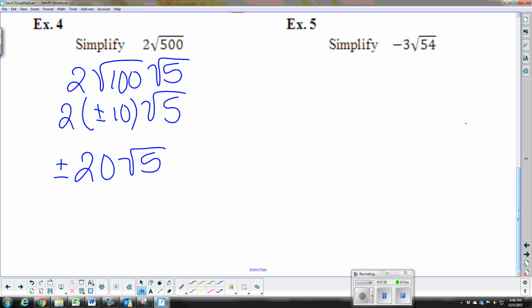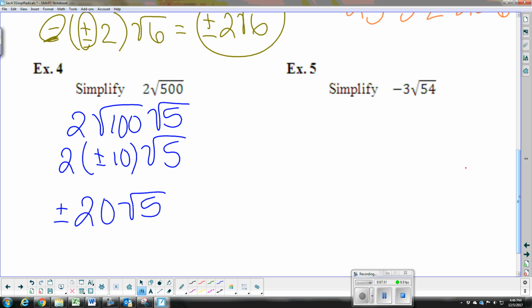Anytime you're dealing with simplifying radicals, you're going to have 2 answers. Anytime you take the square root of anything, you're going to have 2 answers.